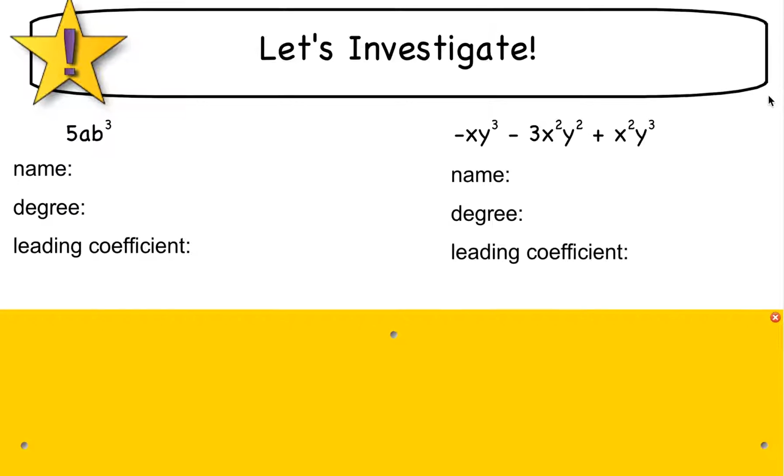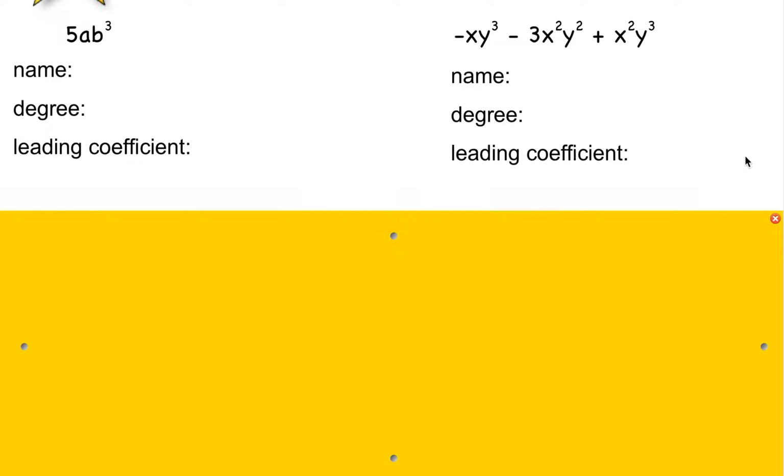So here we have two different algebraic expressions, and we want to figure out the name of it, the degree, and the leading coefficient. Well, this is a monomial. It's only a single term. There's nothing added or subtracted, so that's a monomial. Its degree is equal to the sum of the exponents on the variables. So a has an exponent of 1, even though it's not written, it's implied that it's 1. b has a degree of 3, so we add those together, and so the monomial has degree 4. The leading coefficient is the number in front of the monomial. So our leading coefficient here is 5.